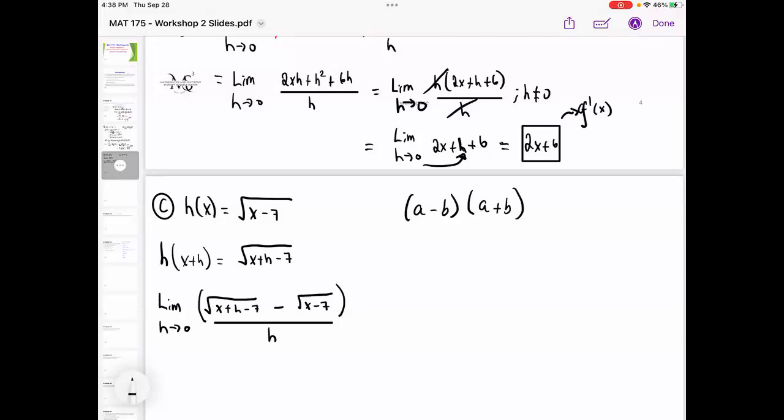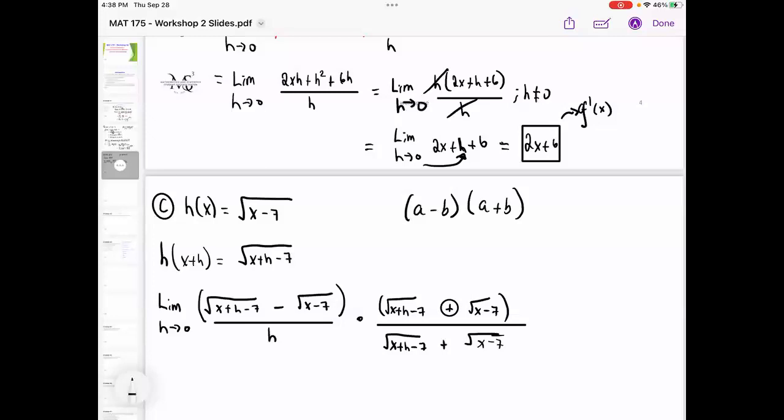So my a's and b's, I identify them. Since I have a minus here, to complete the conjugate pair, I multiply by the same thing with the exception of the minus sign becoming addition, right? We should have an addition sign here. So it's the square root of x plus h minus 7 plus the square root of x minus 7. And because we're dealing with a fraction, whatever you do on the top, you do on the bottom. So this is the square root of x plus h minus 7 plus the square root of x minus 7.